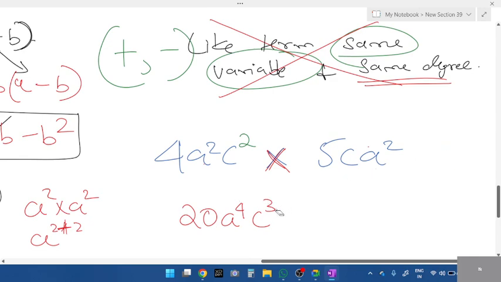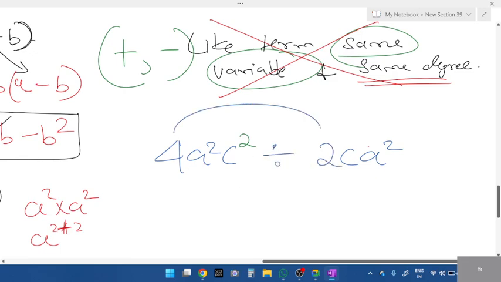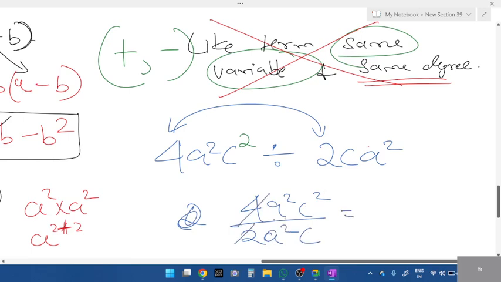Okay, this is known as like term and unlike term concept. For multiplication and even for division, we don't follow it. Look here. For division, let me take this as 4 and 2. Let us divide. What is 4 divided by 2? 2. Or you can divide it like this. You can rearrange and write. Yes. What's the answer? 2.